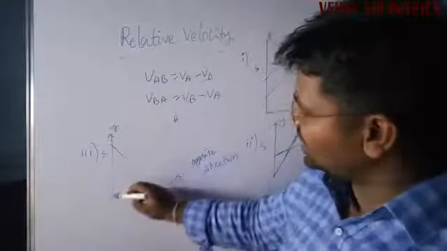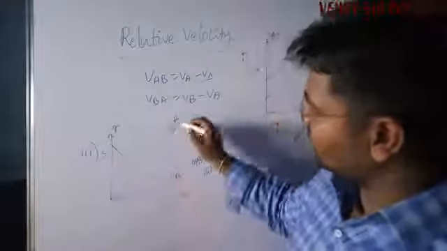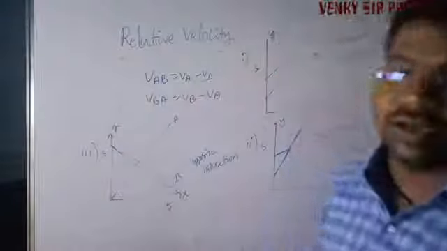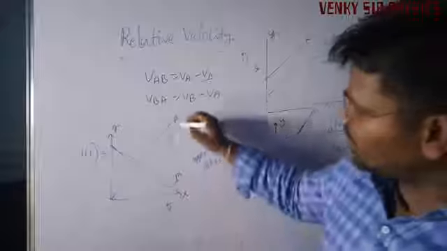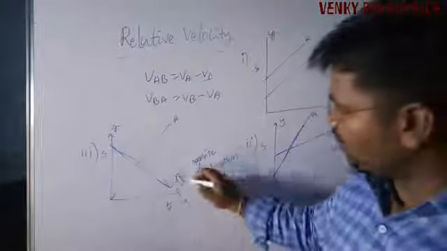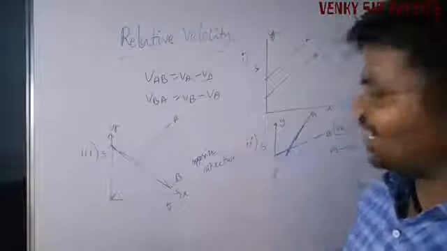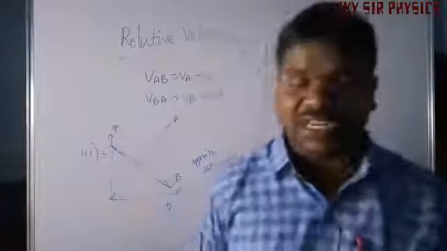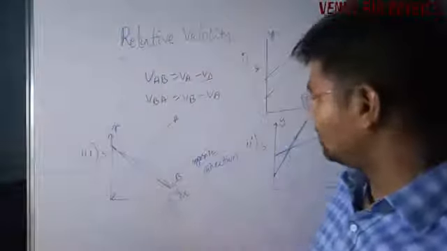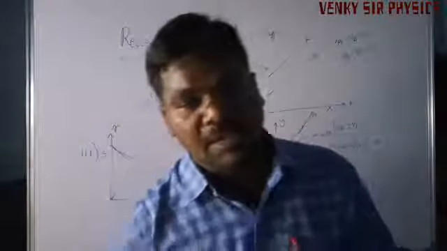Coming to the third graph. One body is passing through the origin like this graph. Another body is the opposite, continuously decreasing. This type of graph represents two bodies moving in opposite directions. The bodies are moving opposite to each other, so the graph looks like this. Understand? So this is about relative velocity.